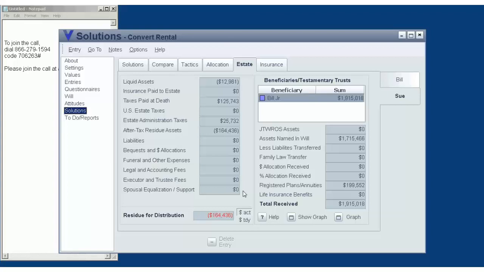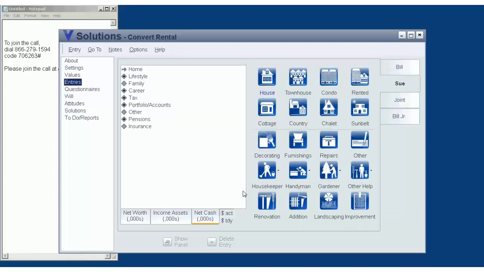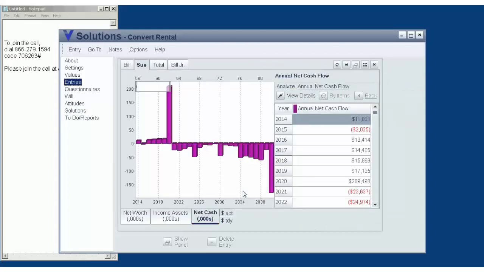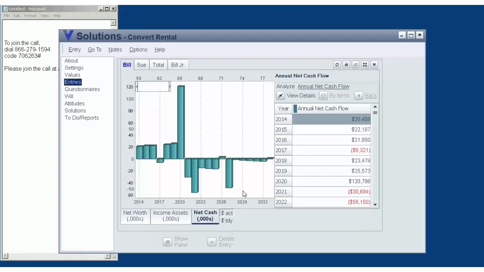So now that we've kind of got that picture, what we want to do is go back to entries, go back to net cash, and we're going to have a look at the cash flow projection for Bill in 2020.